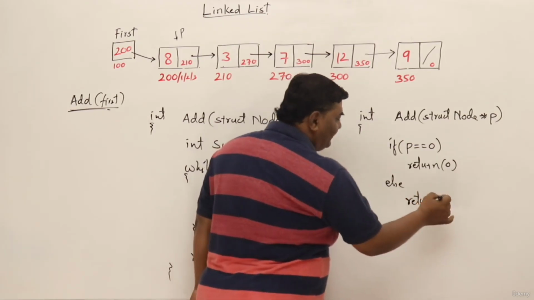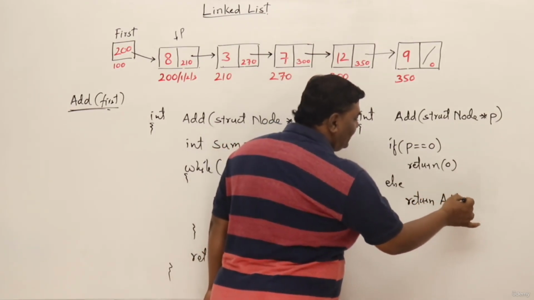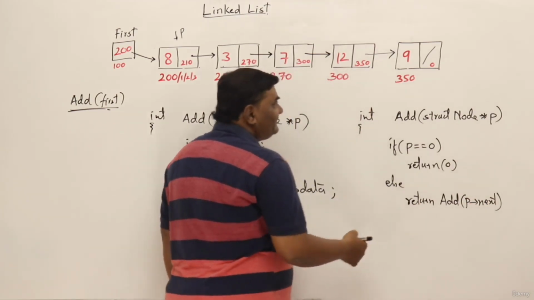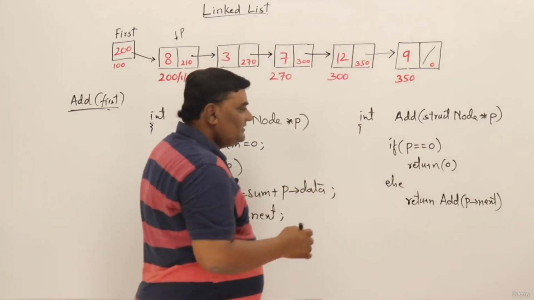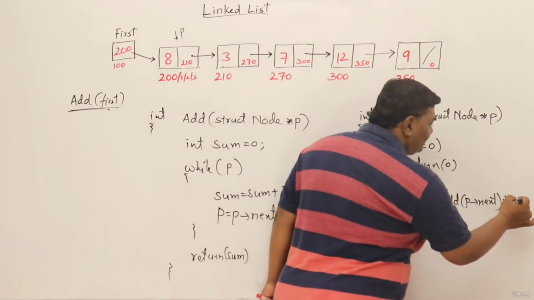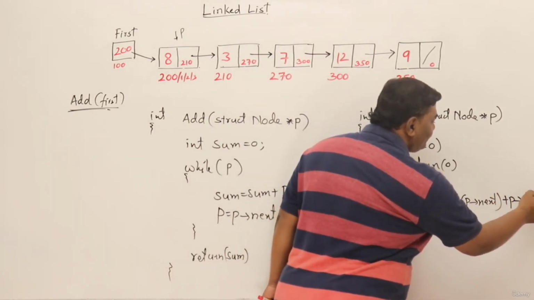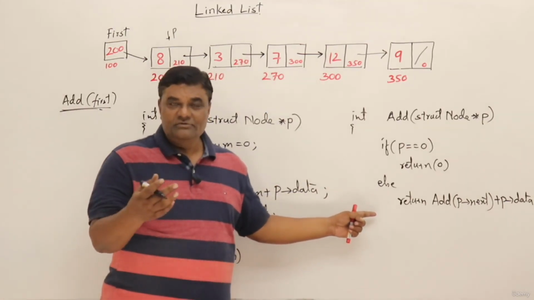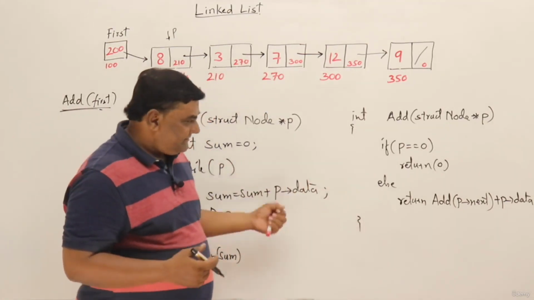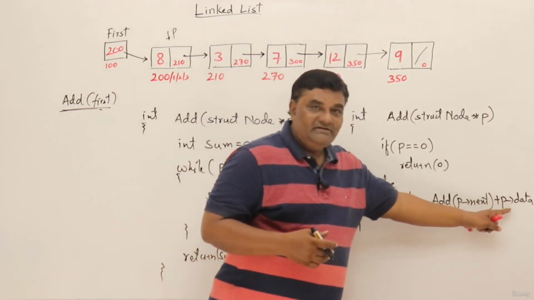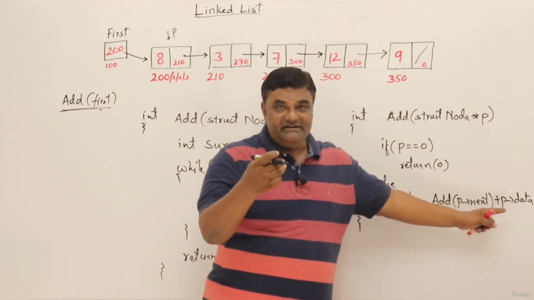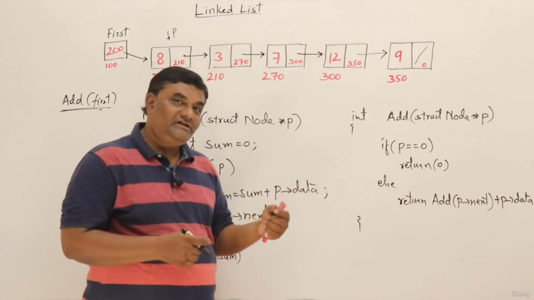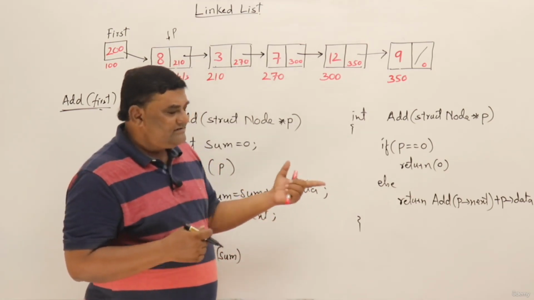Otherwise, else, return: the add function will call itself upon the next node, plus the data of the current node, so plus p's data. So this is a recursive function. It is similar to the count function, except that instead of adding 1, here I am adding p's data. So the data of every node will be added. In the count function it was adding 1 every time, but here it is adding data.